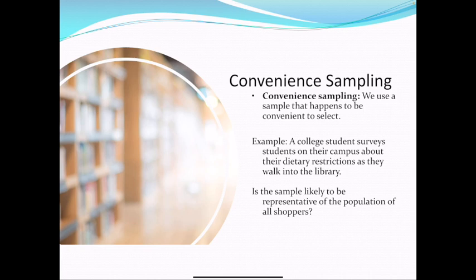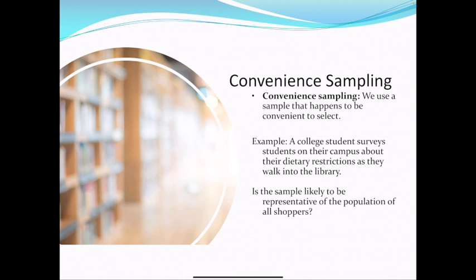Next is convenient sampling. This is what we all used in middle school and elementary school when our teachers were like, conduct a survey, and we interviewed our grandparents and our moms and all those things. So convenient sampling is when we use a sample that happens to be convenient to select. So a college student surveys students on their campus about their dietary restrictions as they walk into the library.